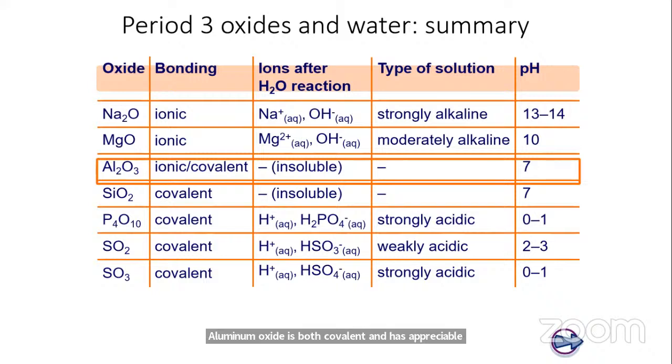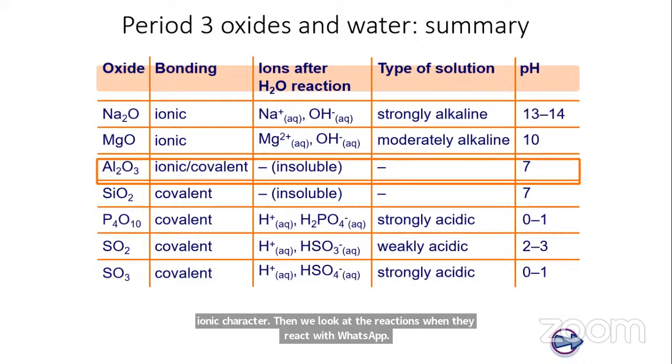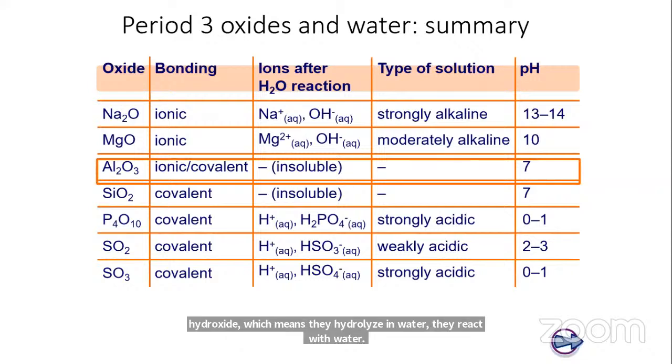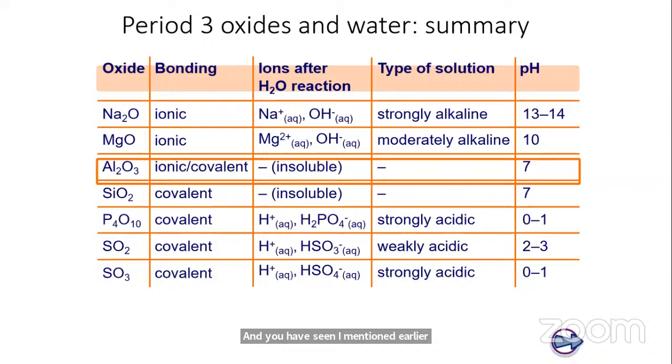Then we look at the reactions when they react with water. Sodium oxide gives us sodium hydroxide. Magnesium oxide gives us magnesium hydroxide, which means they hydrolyze in water, they react with water. I mentioned earlier that sodium oxide is strongly basic, a strong alkali. The pH of that solution will be between 13 and 14. While for magnesium oxide, when you dissolve it in water, the pH is 10. Remember, I mentioned that magnesium oxide has some covalent character, so it is moderately alkaline.